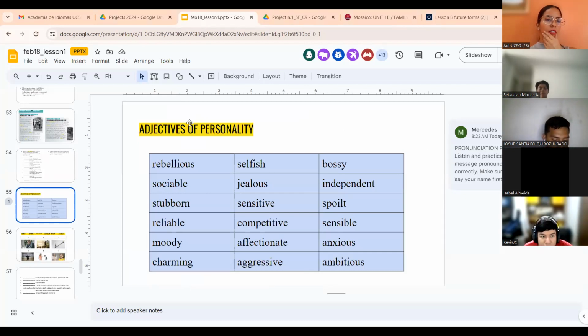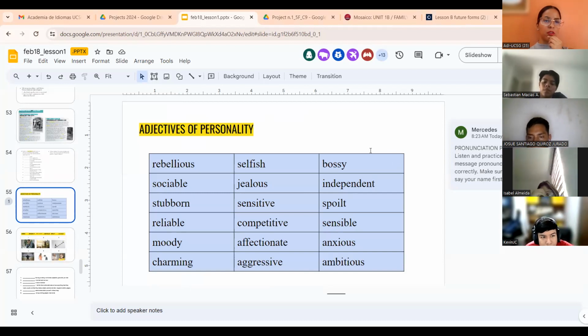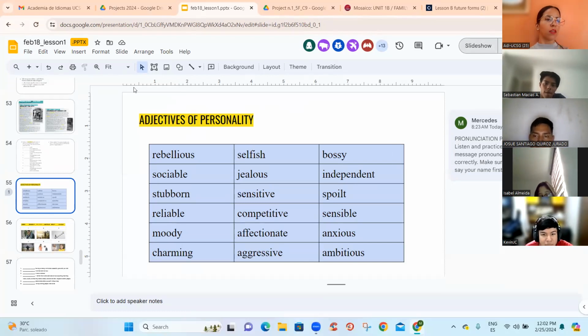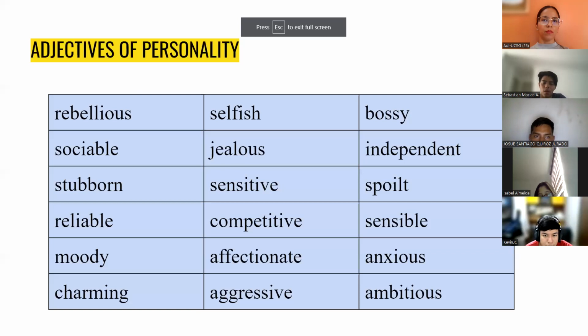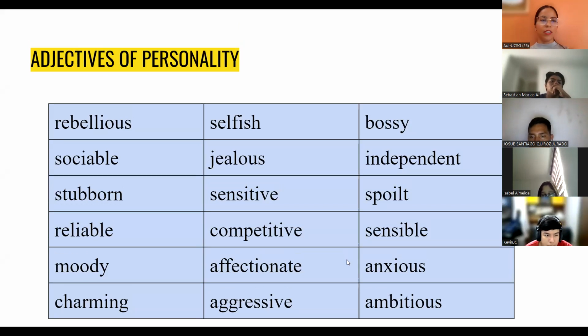Let's move on. We have adjectives of personality. Another list of words related to adjectives of personality. Okay, Kevin, can you please help me out? Pronounce the words that we have in the list, please.